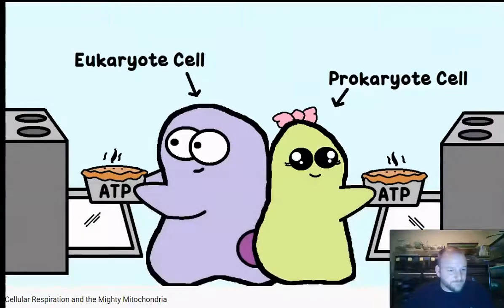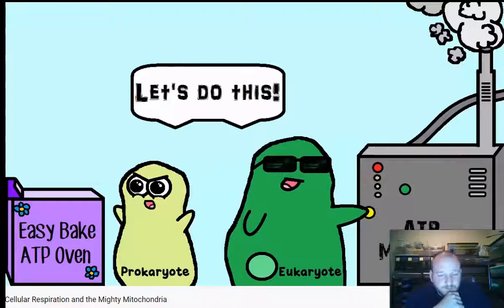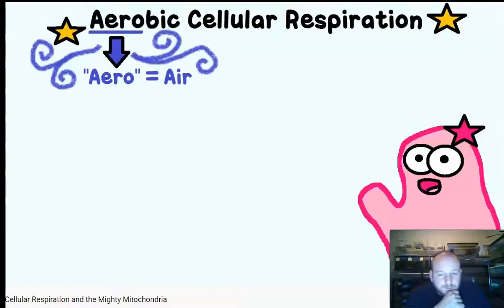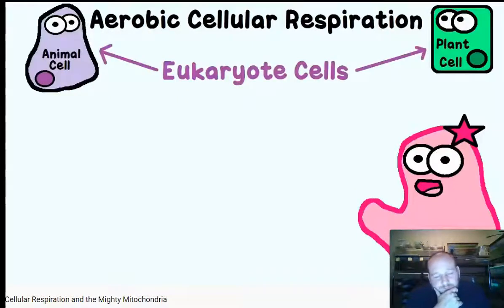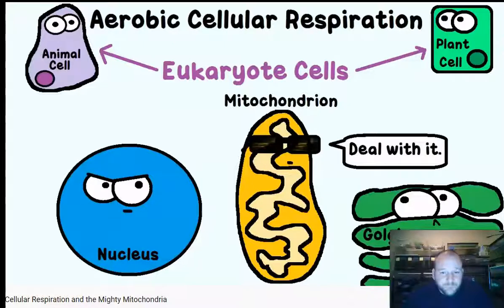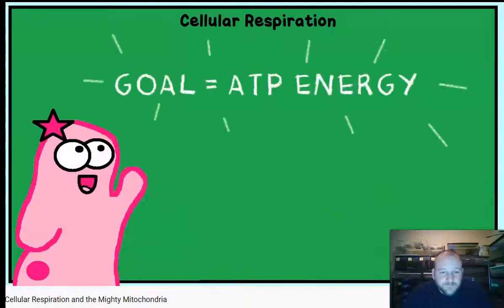It doesn't really matter what kind of cell you are, prokaryote or eukaryote, you have to make ATP energy. The process for making that ATP energy can be different depending on the type of cell, but you have to make ATP energy. One way that this can be done efficiently is called aerobic cellular respiration. We are going to focus on aerobic cellular respiration in eukaryote cells. Remember that eukaryote cells have many membrane-bound organelles, such as mitochondria. They're going to be kind of a big deal in this. So let's get started. Remember, we are trying to make ATP energy.